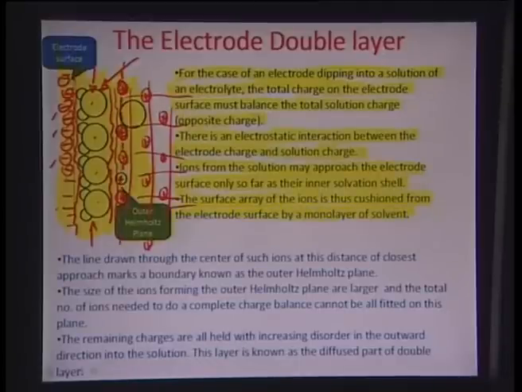Most of the electrolytes are actually in aqueous-based solvents. So, you have water as the carrying medium in most electrolytes. The line drawn through the center of such ions at this distance of closest approach marks a boundary. We call this the outer Helmholtz plane. Okay. And the other portion of the charge, the cancelling charge away from the electrode, is the bulk charge in the solution. The ions forming the outer Helmholtz plane are large, and the total number of ions needed for a complete charge balance cannot be fitted on this one plane, so they have to go into the bulk.